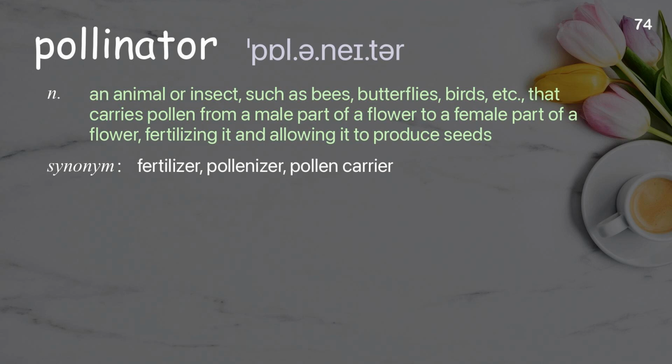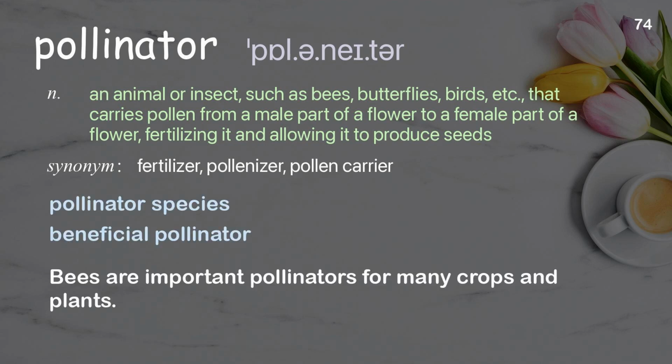Pollinator: An animal or insect, such as bees, butterflies, birds, etc., that carries pollen from a male part of a flower to a female part of a flower, fertilizing it and allowing it to produce seeds. Examples: Pollinator species. Beneficial pollinator. Bees are important pollinators for many crops and plants.